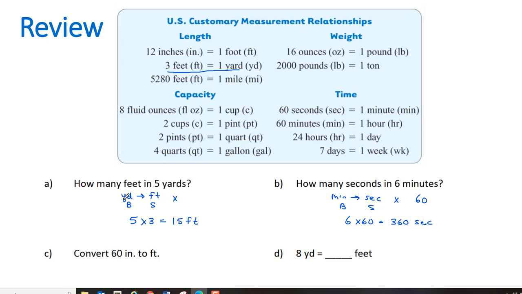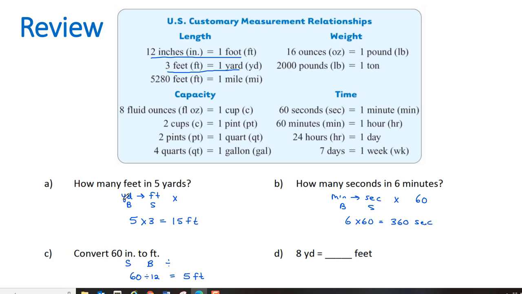For C, we're going to convert 60 inches to feet. So this time we're going from a small unit to a big unit. So we're going to divide. And we look up in our conversion table and we see that 12 inches is equal to 1 foot. So we're going to divide 60 divided by 12 is equal to 5 feet.